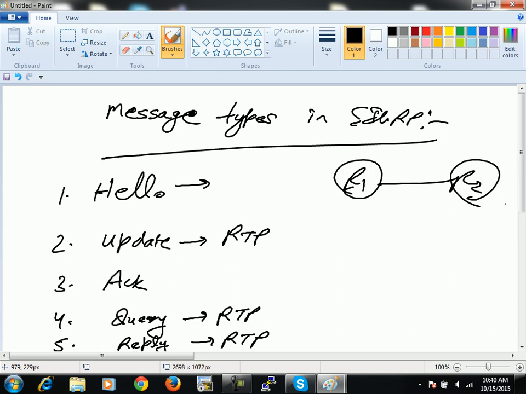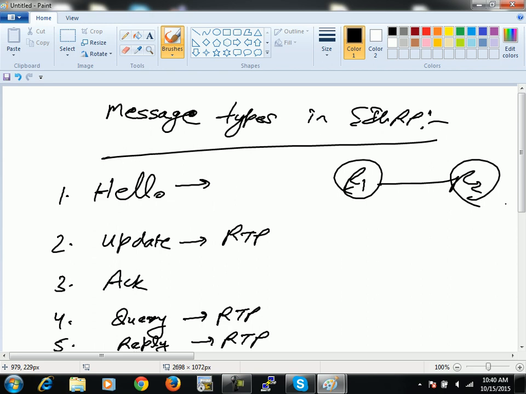In EIGRP, apart from this, we also have opcodes. Opcodes are like decimal values of your packet type. If it is a hello packet, then the opcode will be different. For an update packet, your opcode will be different. Just try to understand: if a packet is coming to EIGRP, how is it possible for EIGRP to understand whether this packet is a hello packet, an update packet, an acknowledgement, a query, or a reply? EIGRP will look at the opcode field, because EIGRP is an application, right?